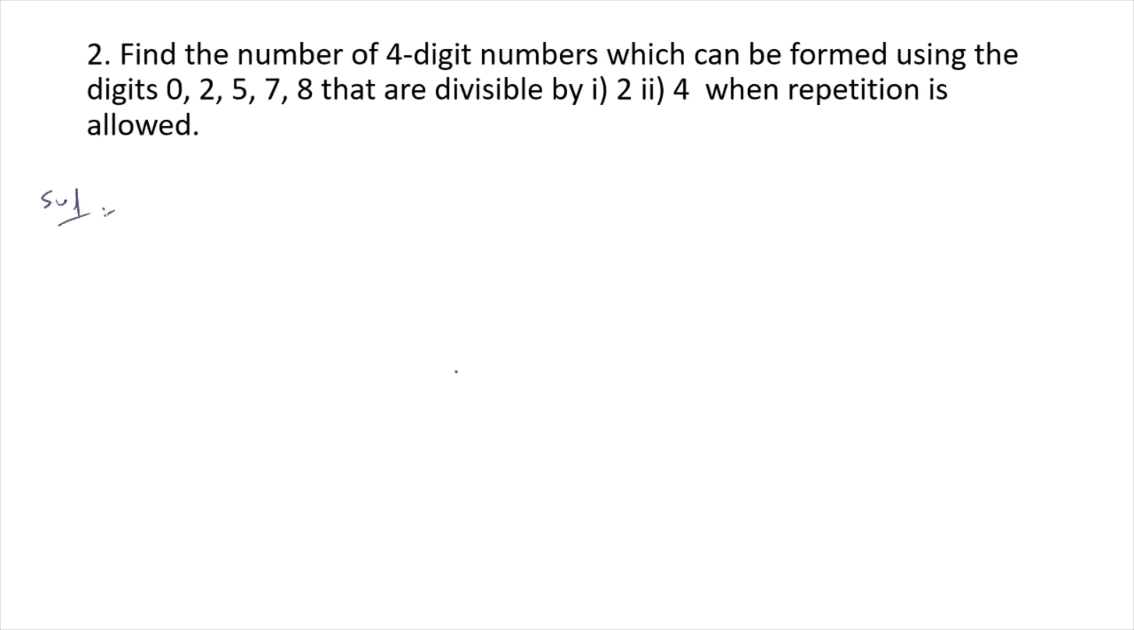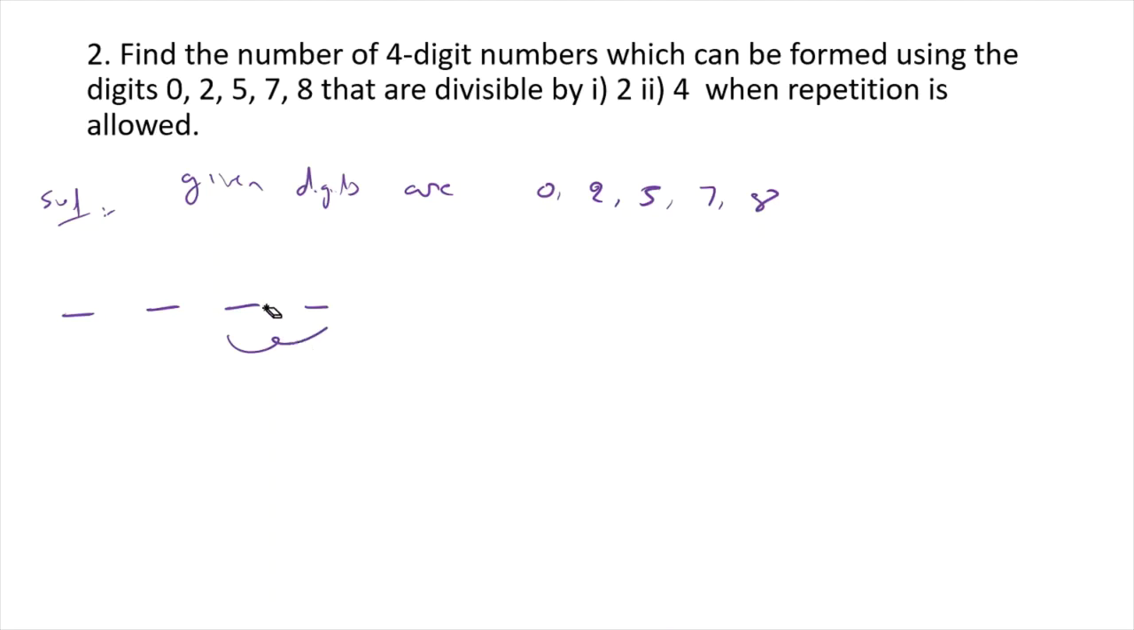So first let us write down what are the given digits. The given digits are 0, 2, 5, 7, 8. So we have to form 4 digit numbers. So 4 digit numbers means we have to fill these 4 blanks. So what is the test of divisibility for 4? The test of divisibility for 4 is the last two digits should be divisible by 4. If the last two digits are divisible by 4, then we can say that the number is divisible by 4.